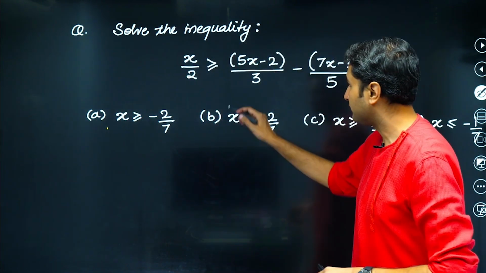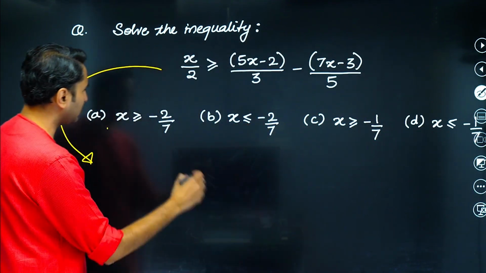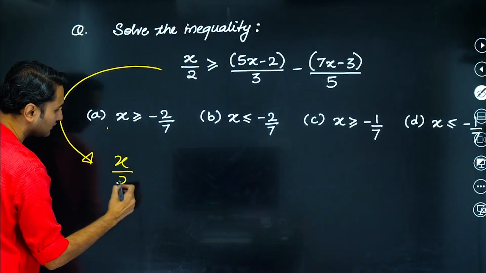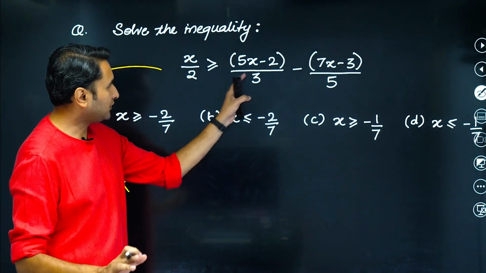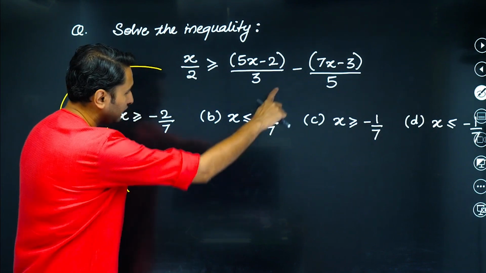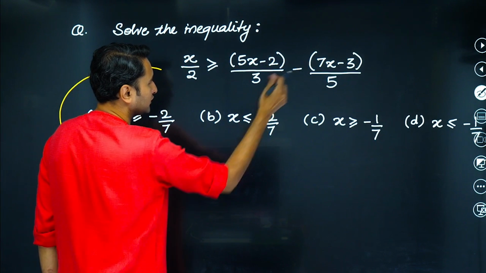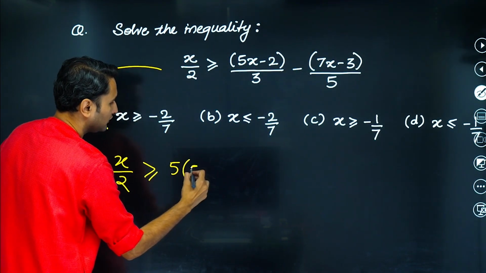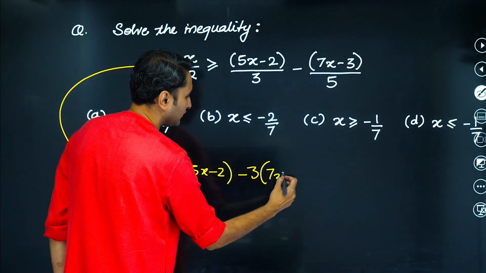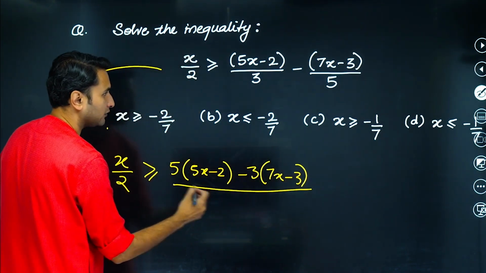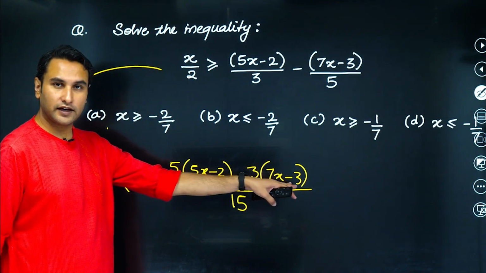Can I do that? Let's see. What I'm going to do, let me take the LCM, x by 2, keep it as it is, greater than or equal to, no change in inequality. I'm not touching the inequality, I'm just simplifying this by taking LCM. When I take LCM, 5, 3, 15 is the LCM, multiply this by 5, multiply this by 3, so 5x minus 2 minus 3 times 7x minus 3 whole divided by 15. Is this okay? Now you open the brackets and simplify.